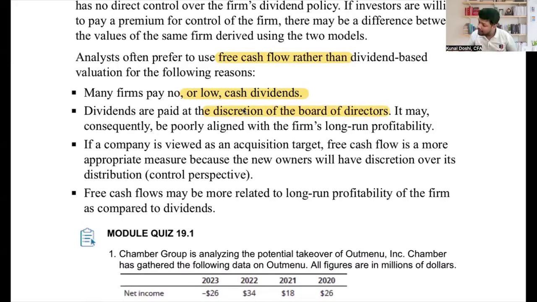Consequently, it may be poorly aligned with the firm's long-term profitability. Dividend paying is not necessarily considered a positive sign by the company, because the company thinks we might require this capital for the future, so there's no point in distributing dividends. Also, as I said, from the controlling stake, if the company is viewed as an acquisition target, then free cash flow is more appropriate. And free cash flow is more related to long-term profitability compared to dividends, because it is more sustainable. See, remember, free cash flow is the capacity of the company to pay dividends, whether they pay or not. Got it?